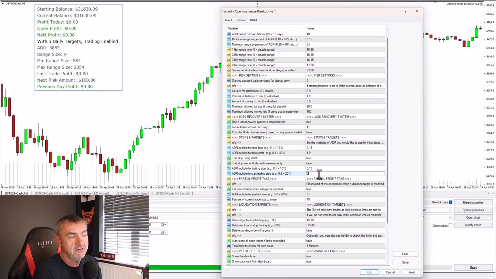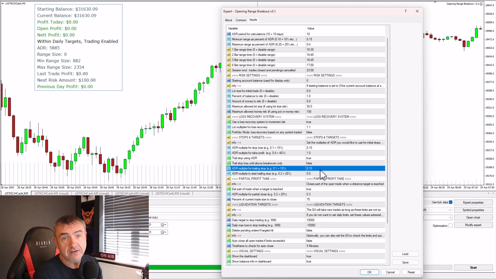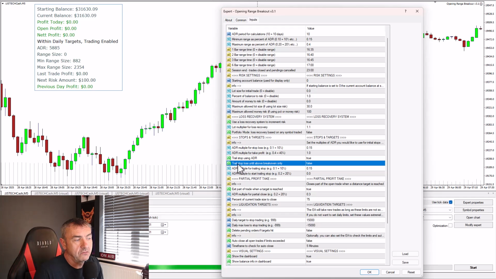So if you set this to 0, for example, it will trail your stop loss by 15% of ADR immediately. So as soon as one candle moves in your direction, it will straight away adjust that risk up for you. So you can adjust it as you see fit and as you prefer to have your trading stops working. Entirely up to you. You also have an option here to trail the stop loss until above the break even.